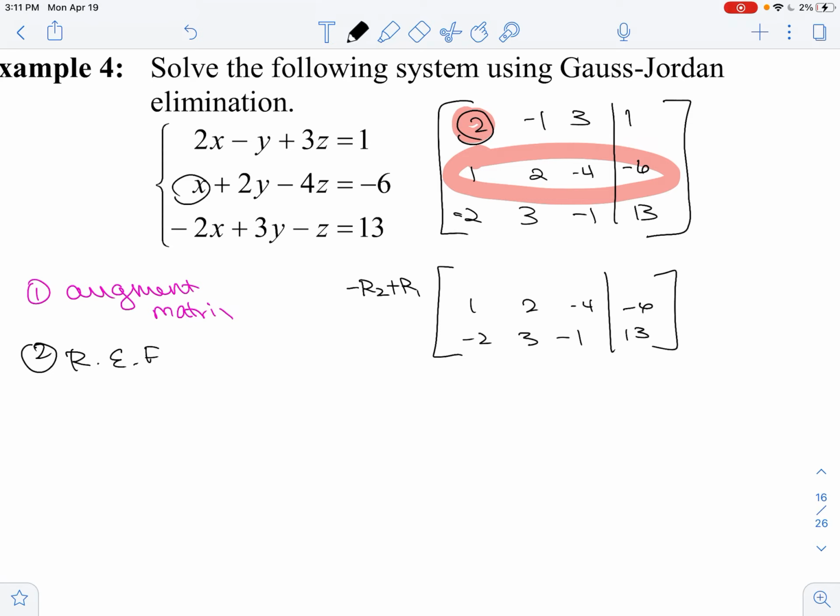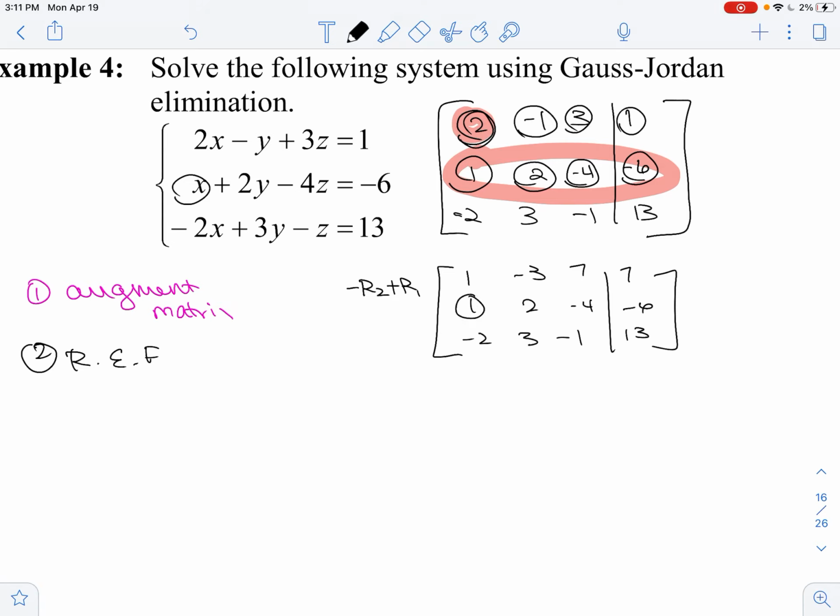And now we're going to do the work. So -1 plus 2 is positive 1. -2 plus -1 is -3. -4 is positive 4 plus 3 is 7. And -6 plus 1 is also 7. Okay, so we've got the one that we wanted.